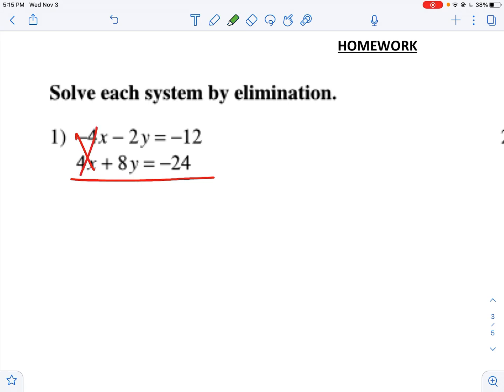And I'm just going to add up my numbers for the like terms. So I've got negative 2 and positive 8, or 8 minus 2 will get me 6y. And then I have negative 12 plus negative 24. So I have 12 negatives and 24 more negatives to get 36 negatives. And then I can solve for y, right? I can divide and get y is negative 6.